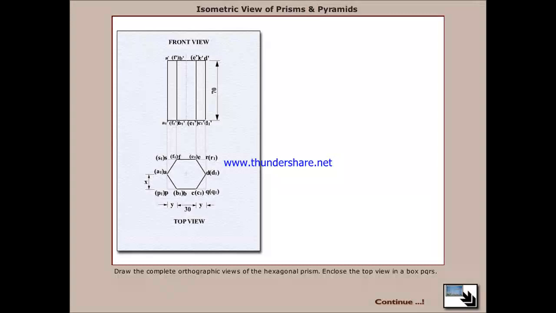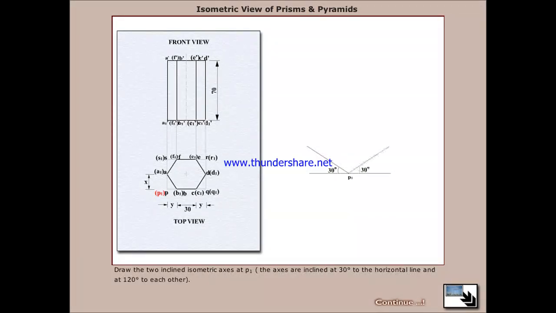Now let us draw the complete orthographic view of the hexagonal prism. Enclose the top view in box PQRS as shown in the figure. Draw a horizontal line nearby and mark a point P1 on it. Draw two inclined isometric axes at P1. The axes are inclined at 30 degrees to the horizontal line and at 120 degrees to each other.